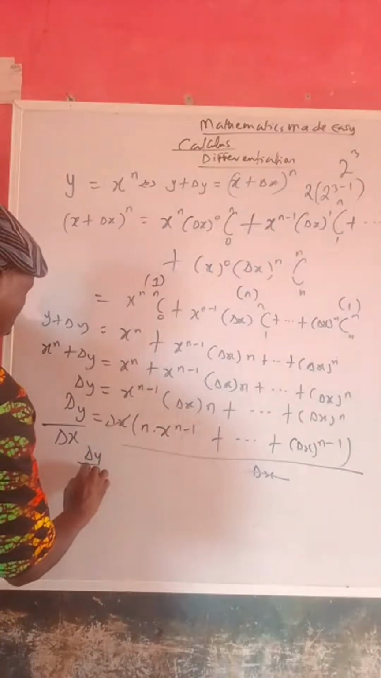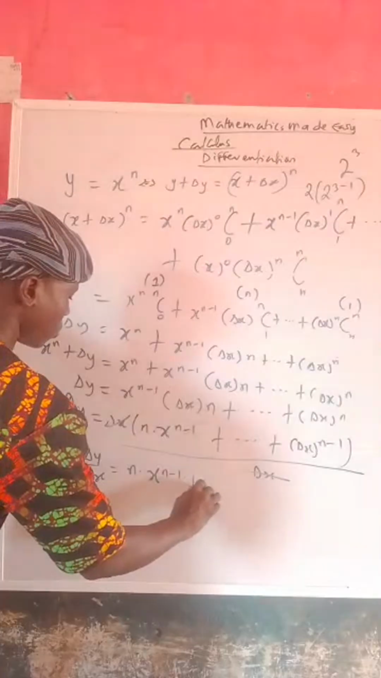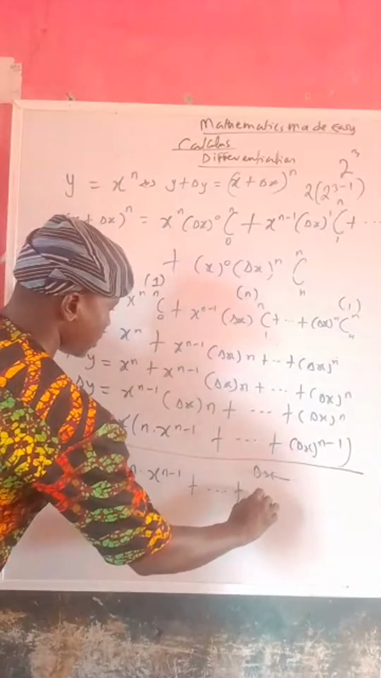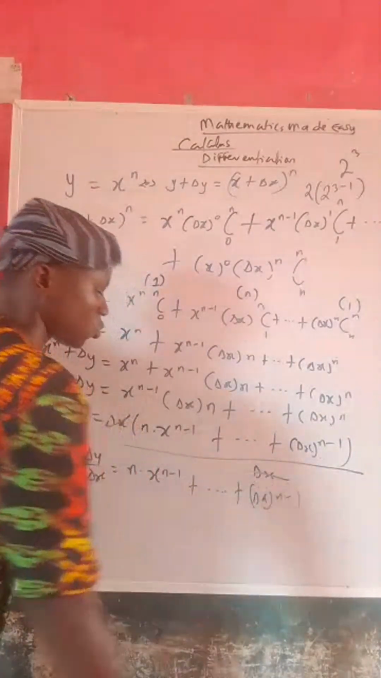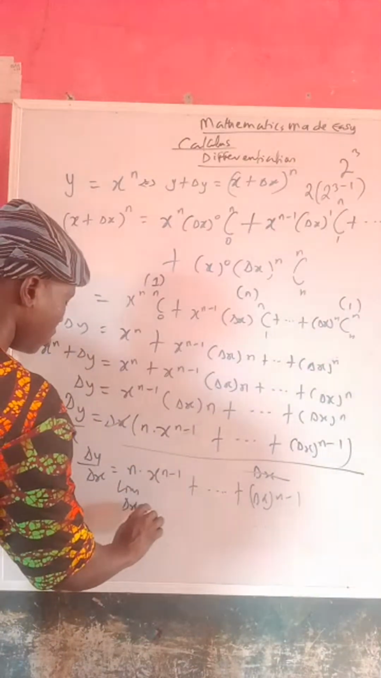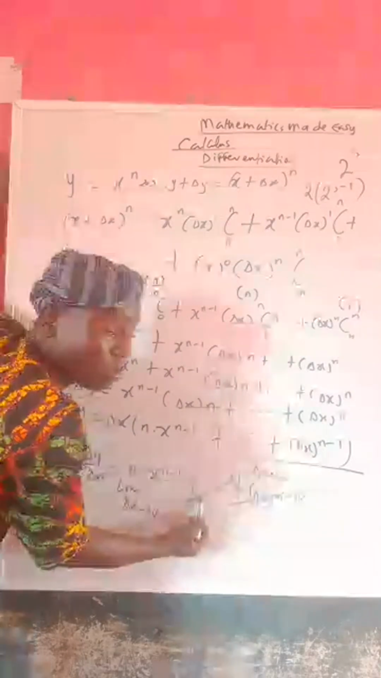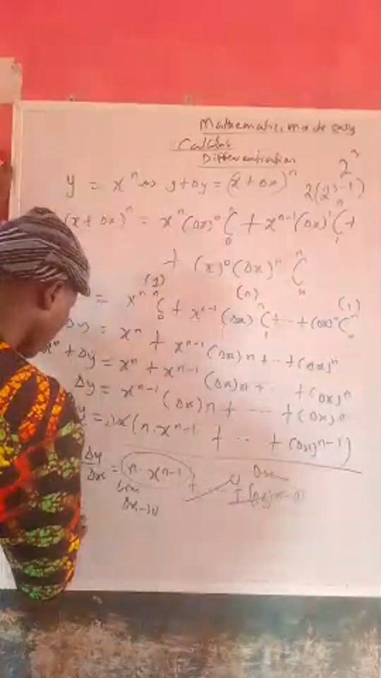Increase in y over increase in x is equal to n multiplied by x raised to the power of n minus 1 plus dot dot dot plus increase in x raised to the power of n minus 1. Then take the limit of increase in x tends to what? 0. So all of them will become 0, because there still was increase in x there. So what remained was n multiplied by x raised to the power of n minus 1.